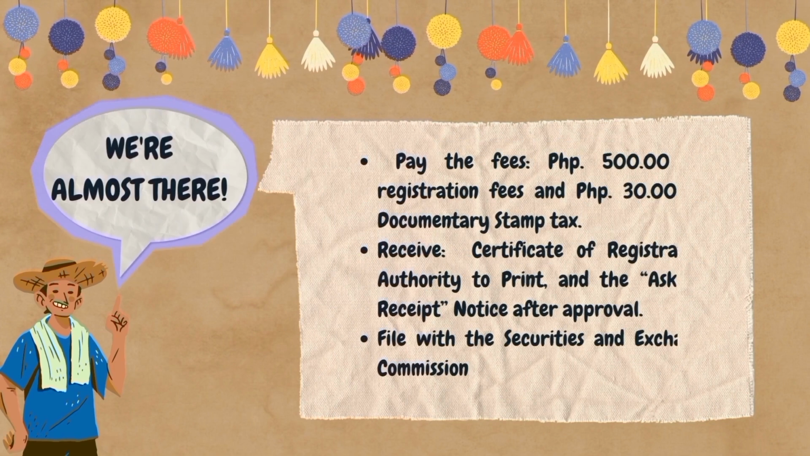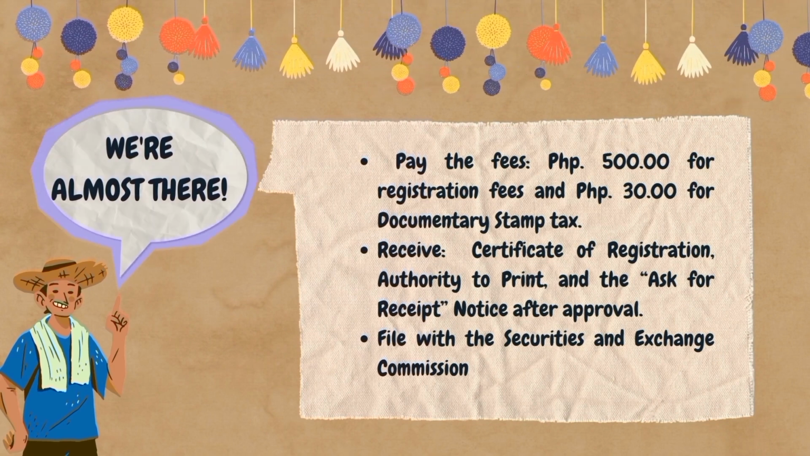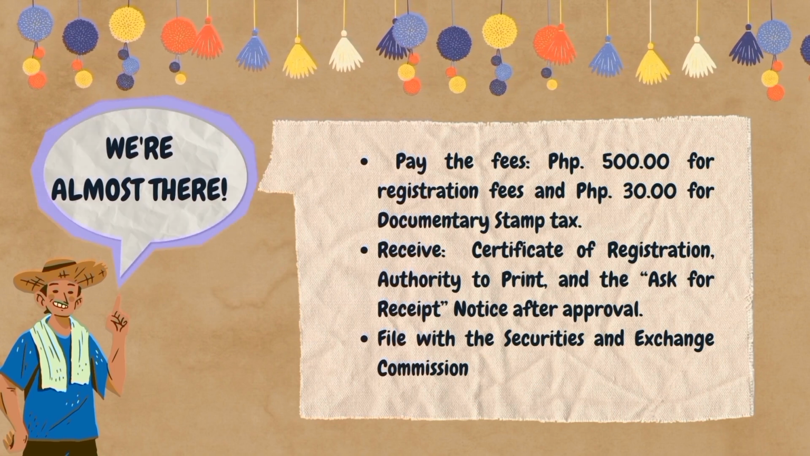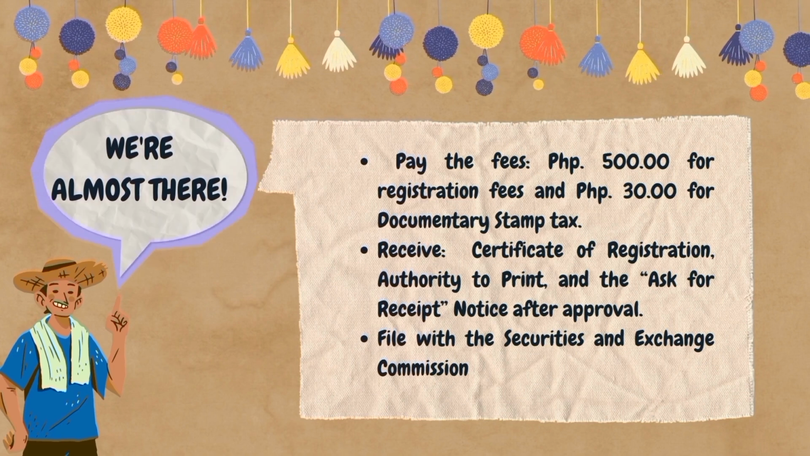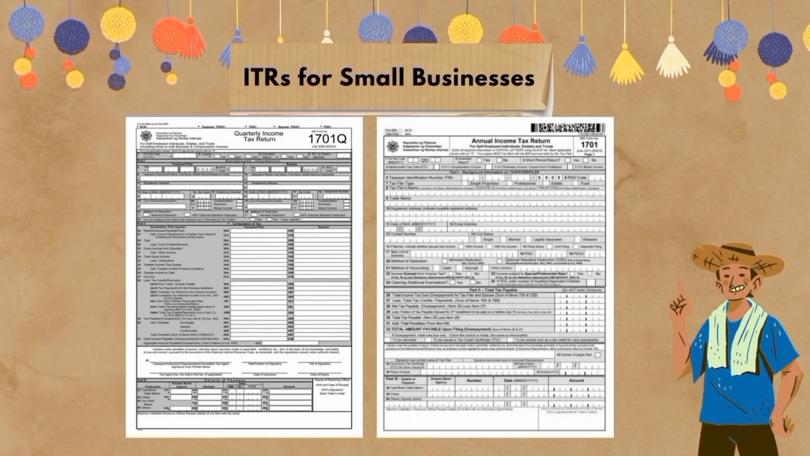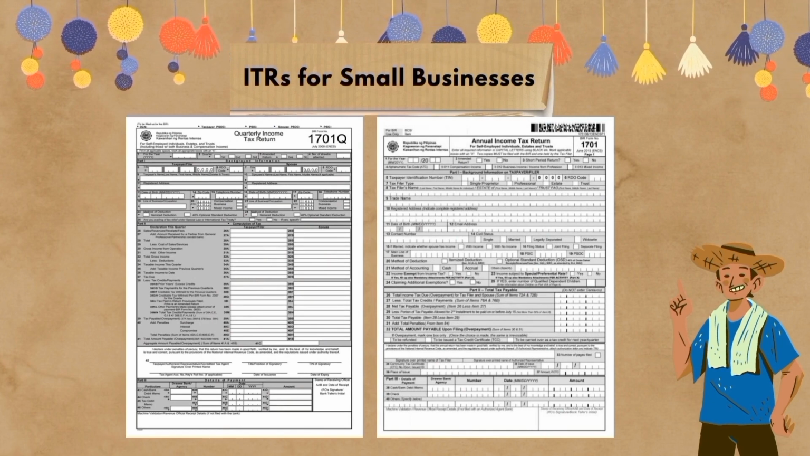We're almost finished. Our next consideration would be the payment of fees as shown within your screen. After that, we may proceed to receive the certificate of registration and, along with it, the authority to print and ask for receipt notice after the approval of the certificate. And finally, we may file with the Securities and Exchange Commission. In addition to these administrative requirements, small businesses must also comply with the payment of income tax by filing the following forms as may be shown within your screen.